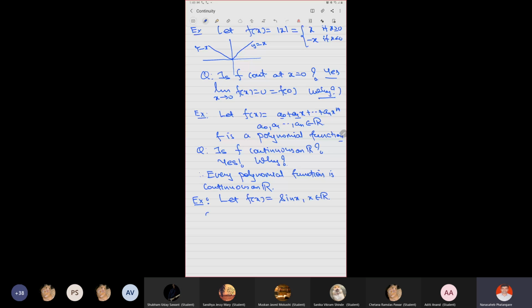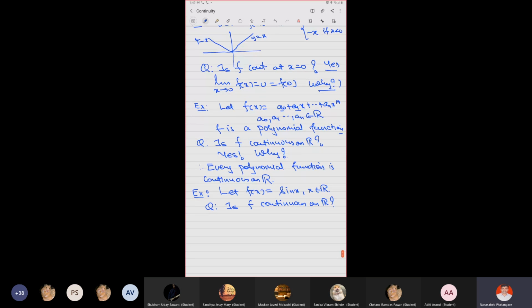Now, is f continuous on R? It is not easy to show, right? In fact, this question is relative, so it is easy or difficult, it is a relative thing. But actually you prove that it is continuous using some properties of sine and cos, right?